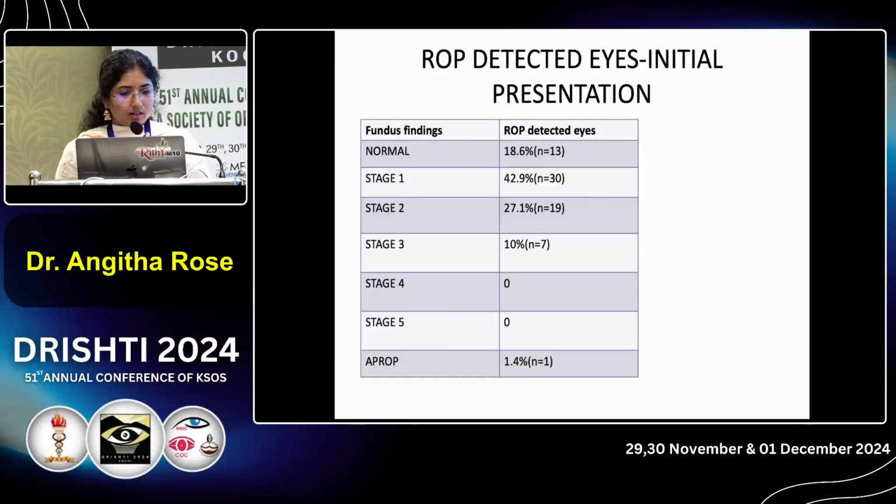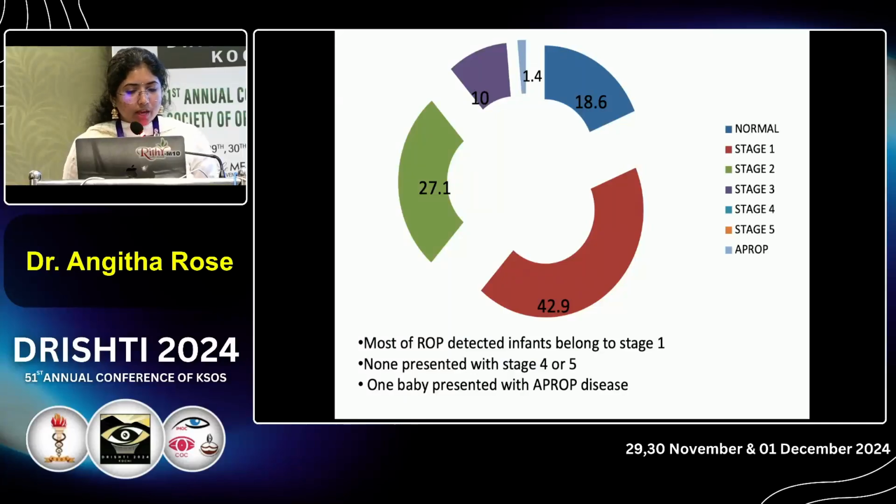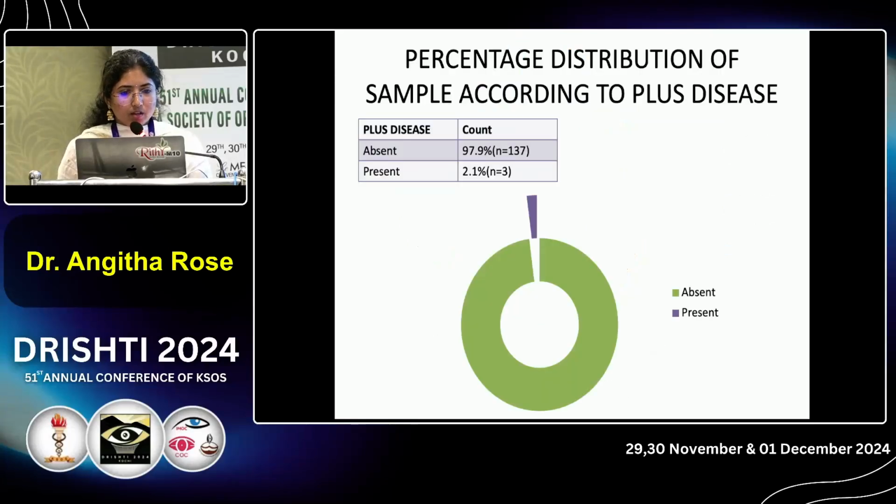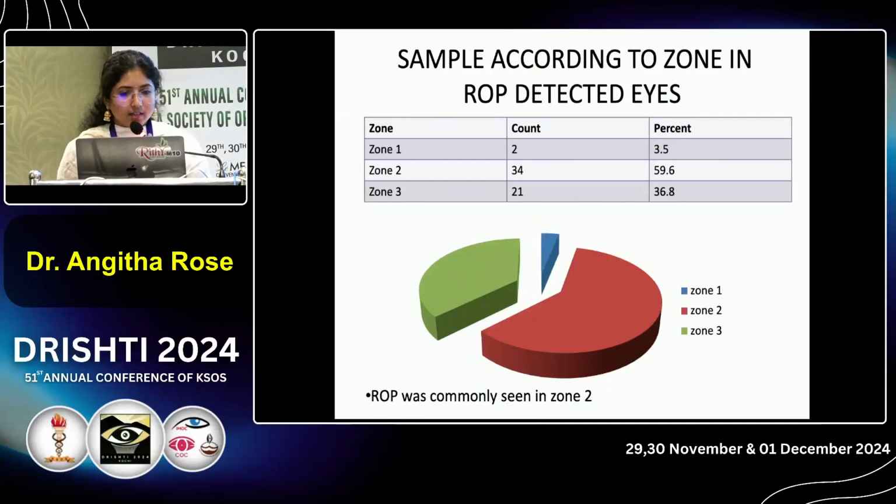18.6% had normal fundal findings, 42.9% were in stage 1, 27.1% in stage 2, 10% in stage 3, none presented in stage 4 or stage 5, and one eye, that is 1.4%, presented with AP-ROP. Most of the ROP-detected infants belonged to stage 1 in the initial presentation, none presented with stage 4 or 5, and one baby presented with AP-ROP disease. Plus disease was present in 2.1%, that is 3 eyes.